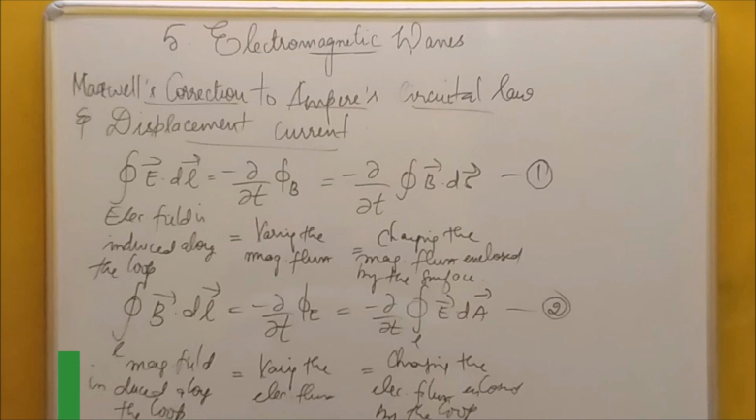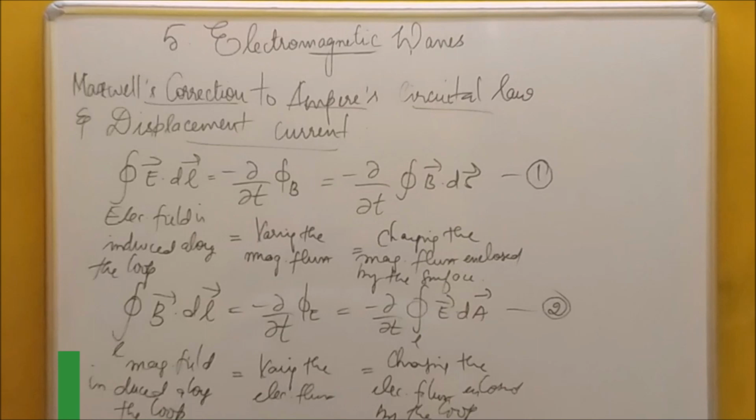So the integral of B vector dot dl vector is the magnetic field induced along the loop. That is equal to the varying electric flux, which is equal to the changing electric flux enclosed by the loop, right? So whenever we change the electric flux, a magnetic field is induced.